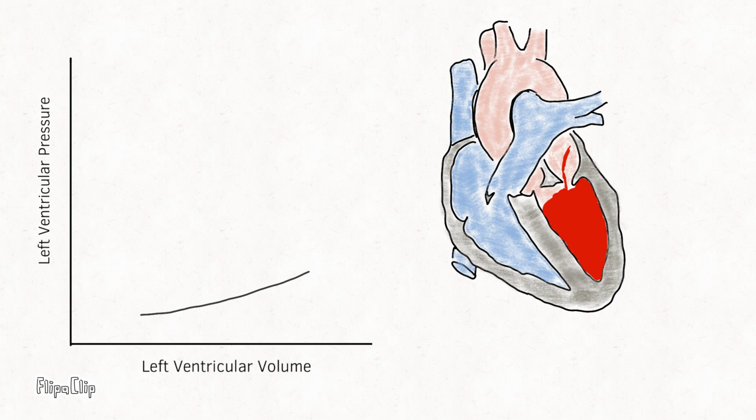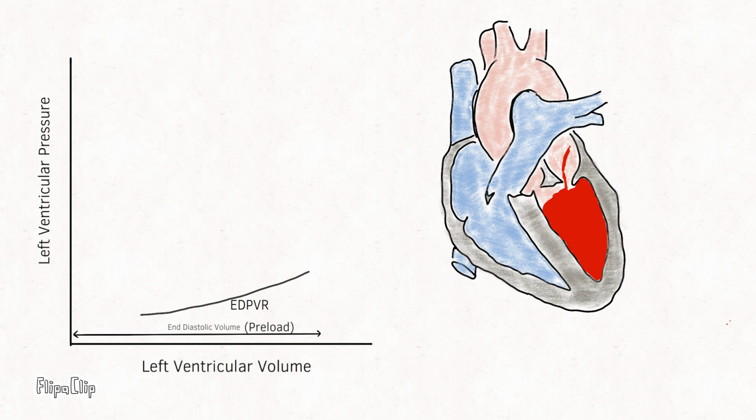rise in pressure. This filling phase follows the end-diastolic pressure-volume relationship, or EDPVR, which reflects the passive mechanical properties of the ventricle. The maximum volume reached at the end of filling is called the end-diastolic volume, or EDV. EDV is a primary determinant of preload, which refers to the initial stretch of myocardial fibers before contraction.